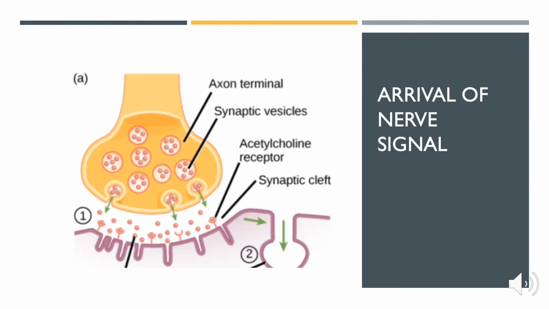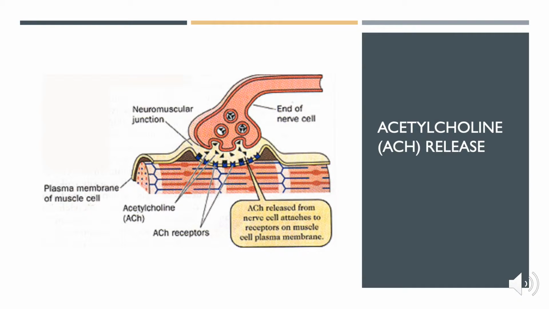The contraction process begins with the arrival of the nerve signal. The signal arrives at the synaptic knob and opens the calcium channels, allowing calcium ions to enter. The presence of the calcium causes the synaptic vesicles to release the acetylcholine, or ACh, into the synaptic cleft. The acetylcholine diffuses across the cleft and binds to the receptors.